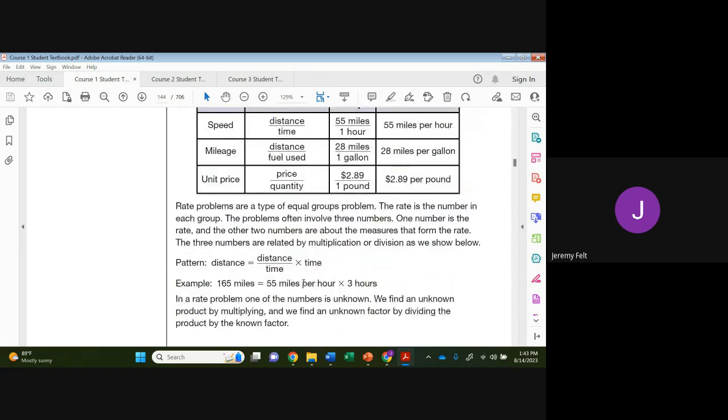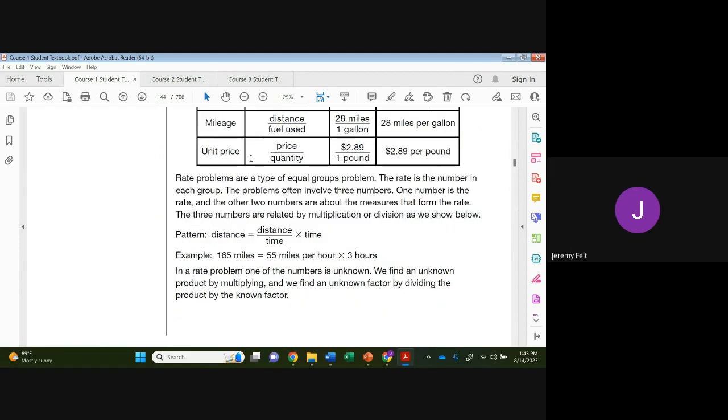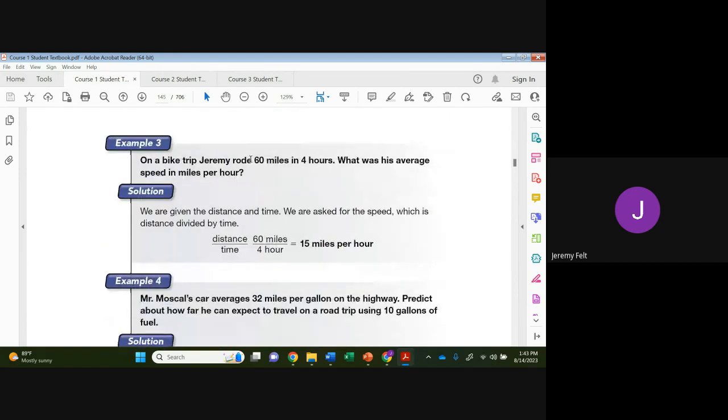Okay, if we're given a speed, we're traveling 55 miles per hour for 3 hours. How far have we traveled? Well, we'll do some simple math to cancel out the hours, multiply the 55 by 3. Hours over hours would cancel out, and we'd be able to tell you how far we've traveled.